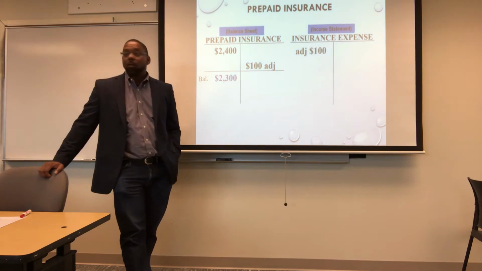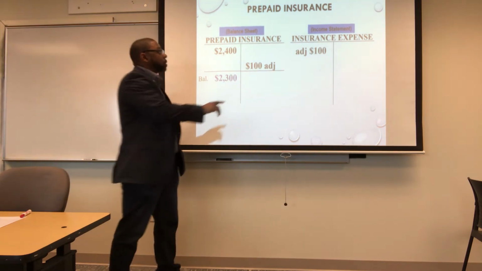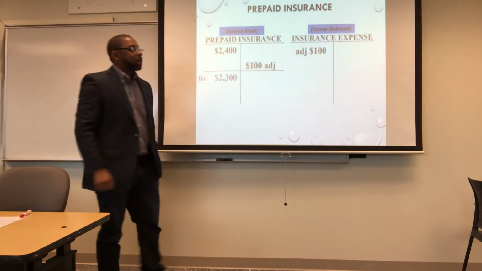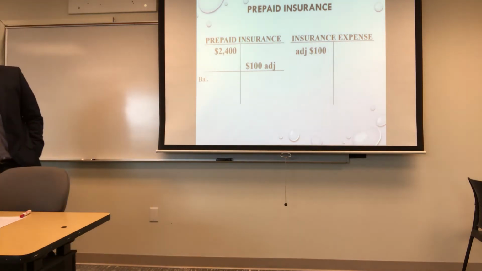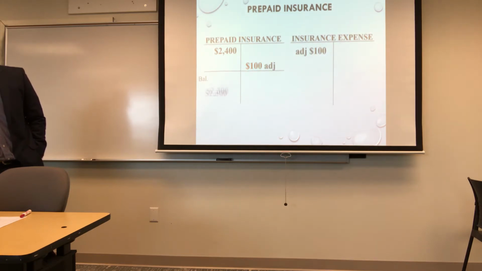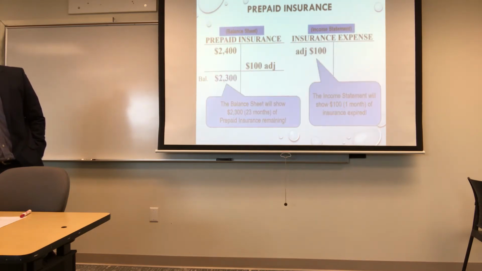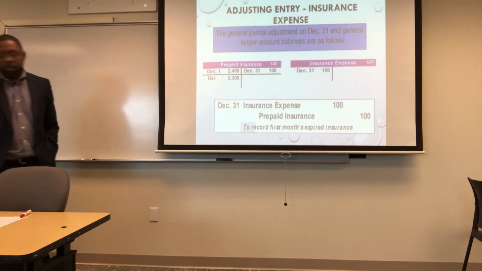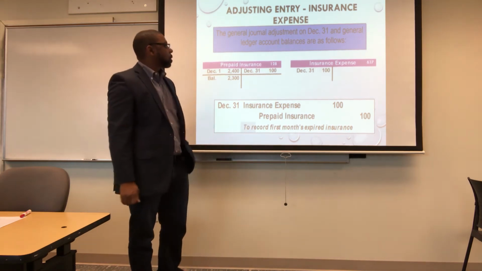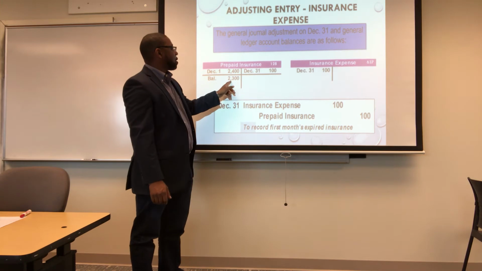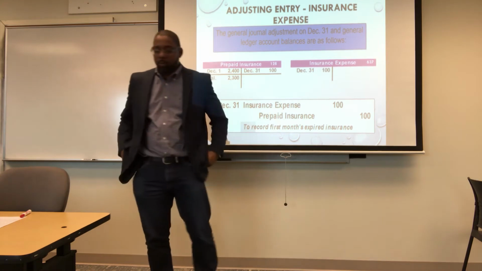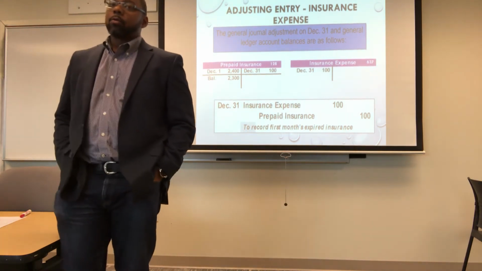How do we get to that point? We debit the insurance expense by $100, and we credit the prepaid insurance account by $100. So if I go back one more slide. We're going to debit the insurance expense $100, credit prepaid insurance. That way we can bring the account down to $2,300, where it needs to be. And debit the insurance expense account. Everyone with me so far?